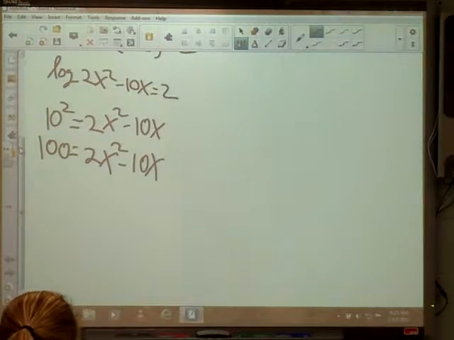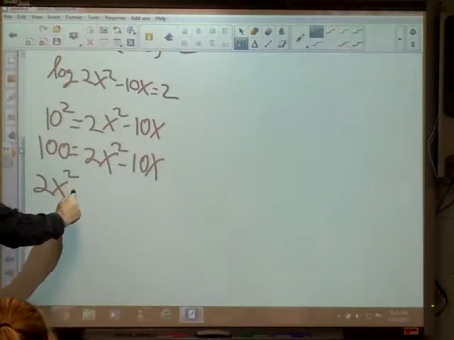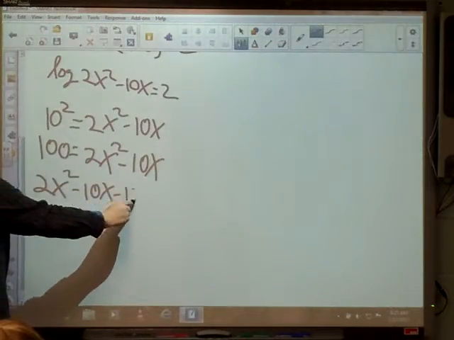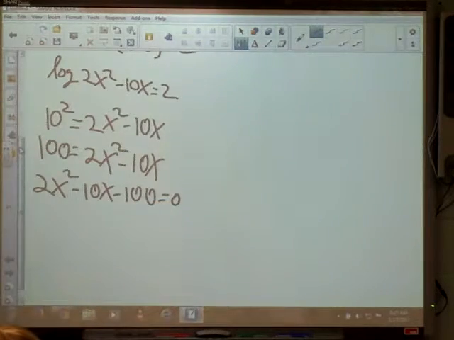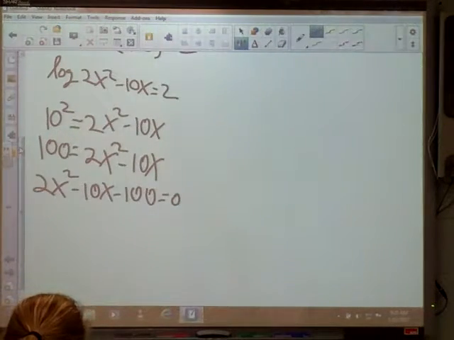All right, we've got a quadratic now because we got a square. Quadratics we did before Christmas. What was the first thing we had to do when we solved quadratics? It's going to be set equal to 0. Very good. So we're going to subtract that. So give me 2x squared minus 10x minus 100 is equal to 0. Then, a reminder here, solving quadratics: factoring, completing the square, quadratic formula. Those are all your choices.